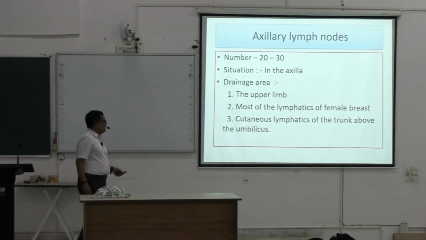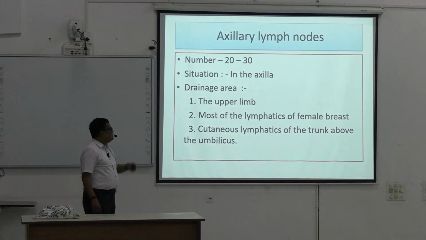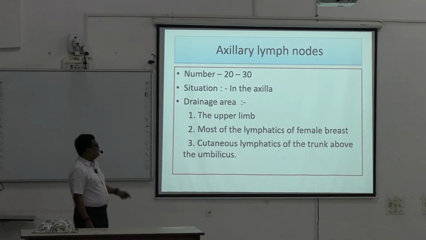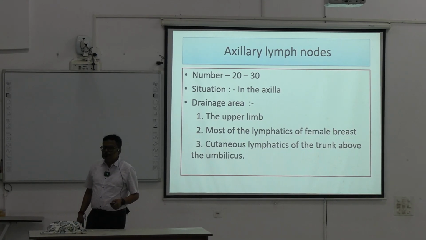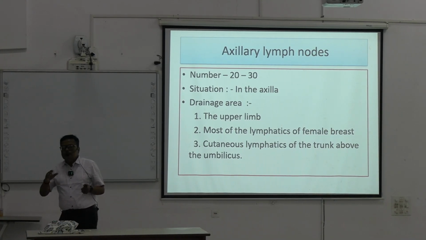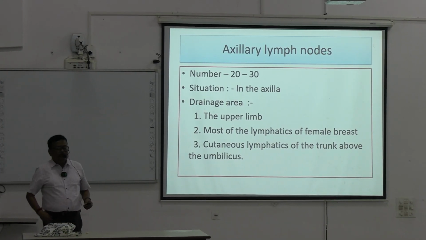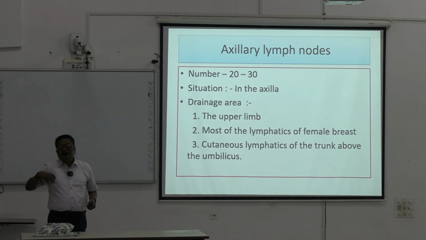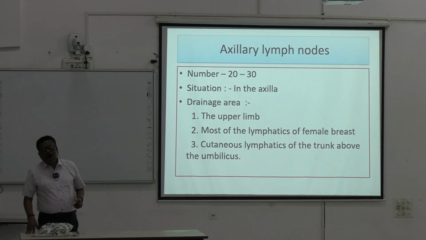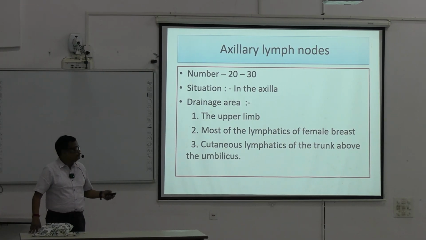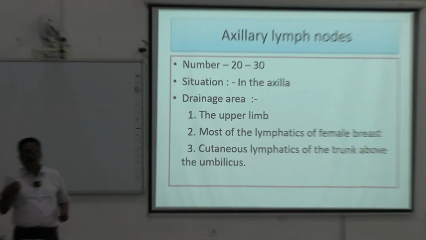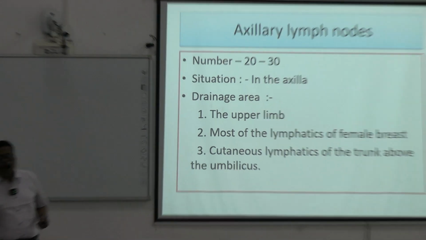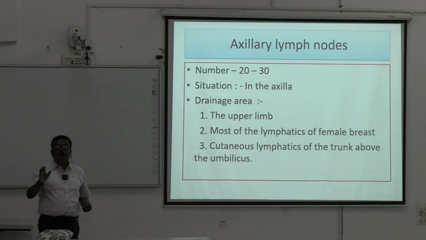So number 1, what are the drainage areas? The upper limb, most of the lymphatics of the female breast, and cutaneous lymphatics of the trunk above the umbilicus. So if there is a pathology in this region, the axillary lymph nodes may be involved. May be, not always. In breast cancer, it is not necessary that axillary lymph nodes are involved. In a very early stage, axillary lymph nodes may not be involved.